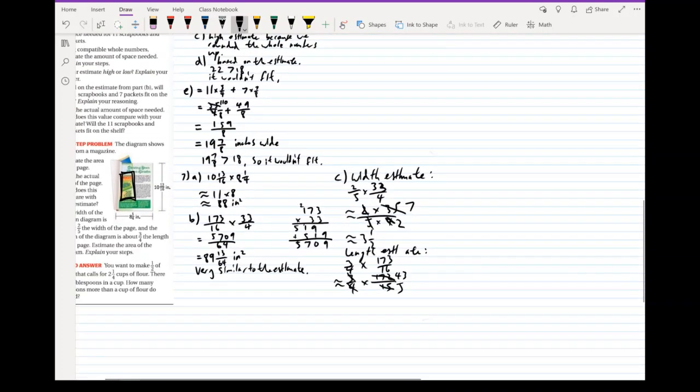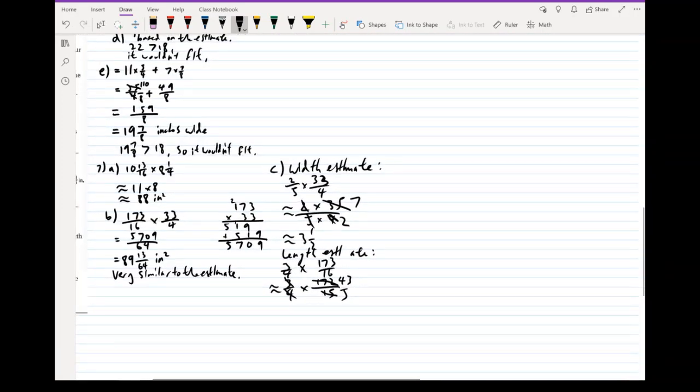So the overall estimate will be 7 over 2 times 43 over 5. And then we can multiply it together and then we change it back. So 7 times 43. Or maybe we can estimate even more by making these compatible numbers as well.